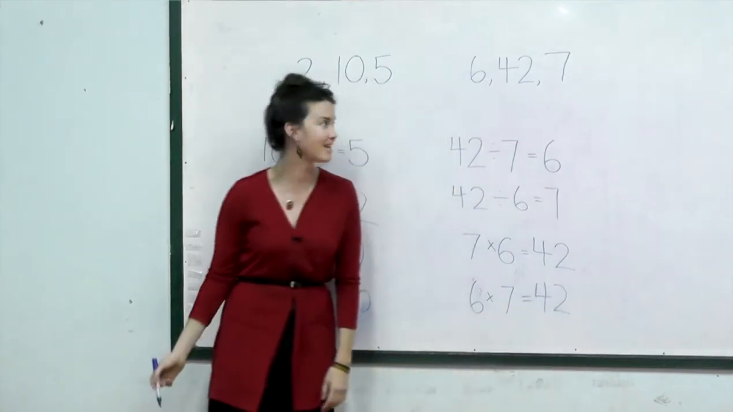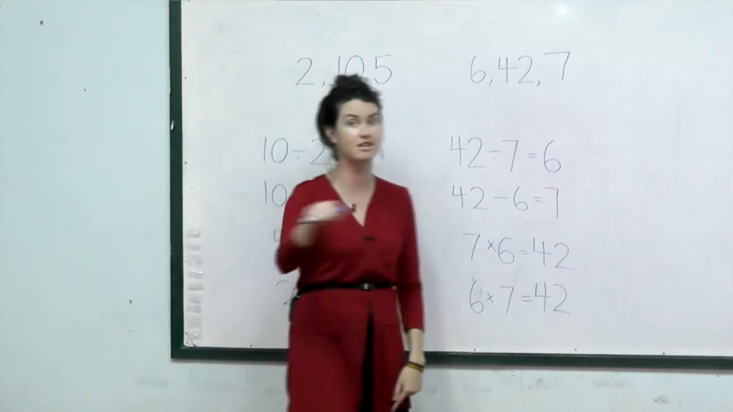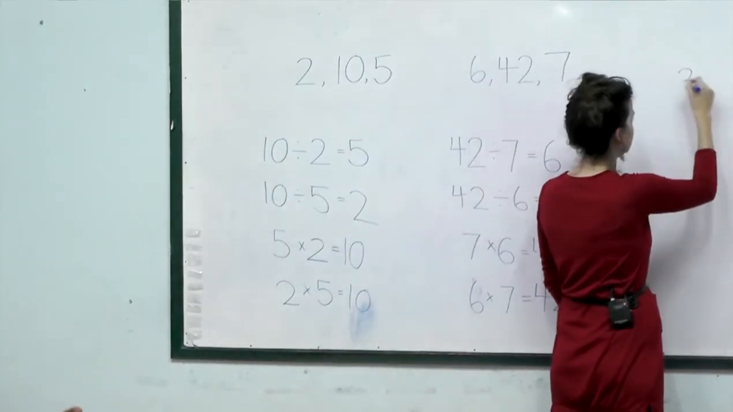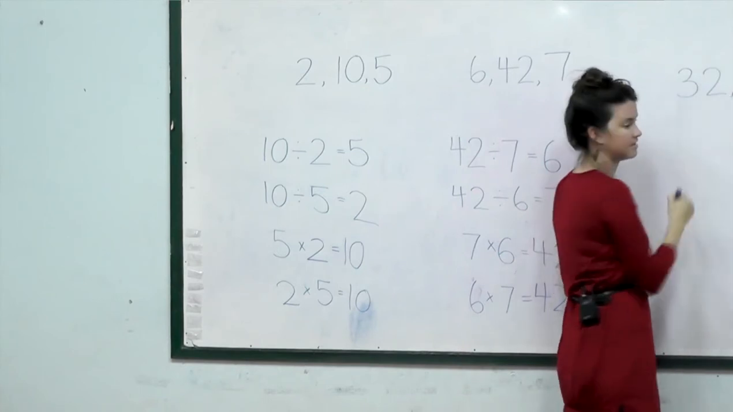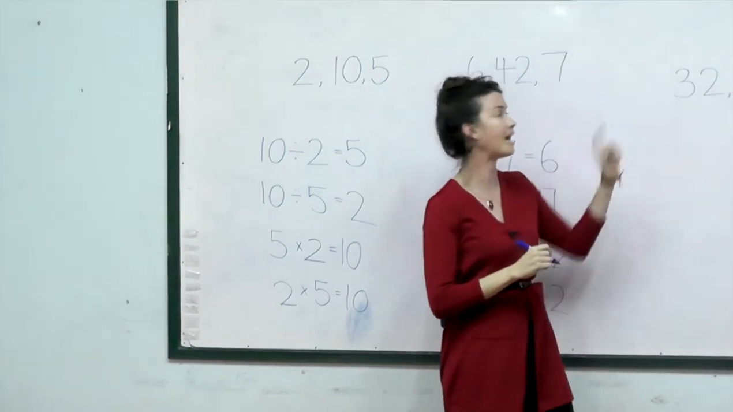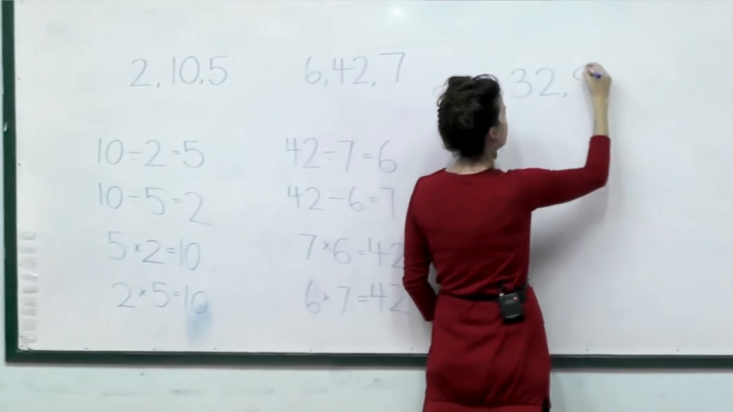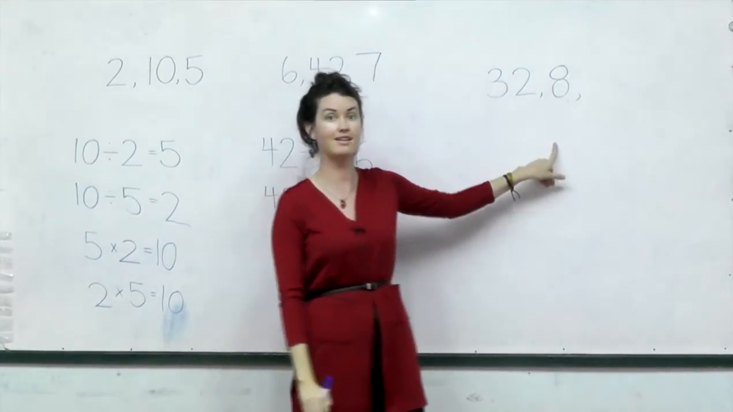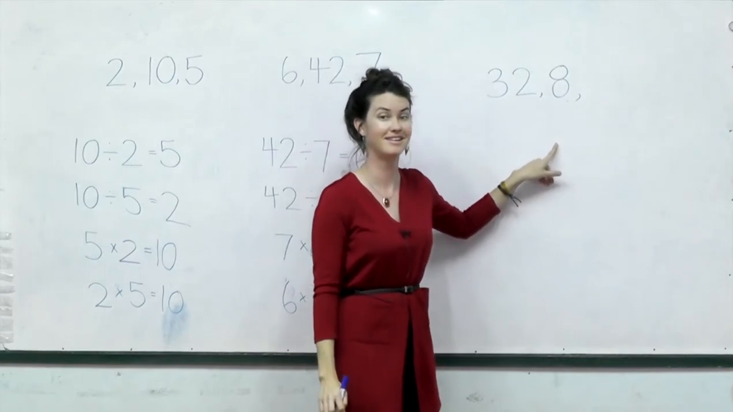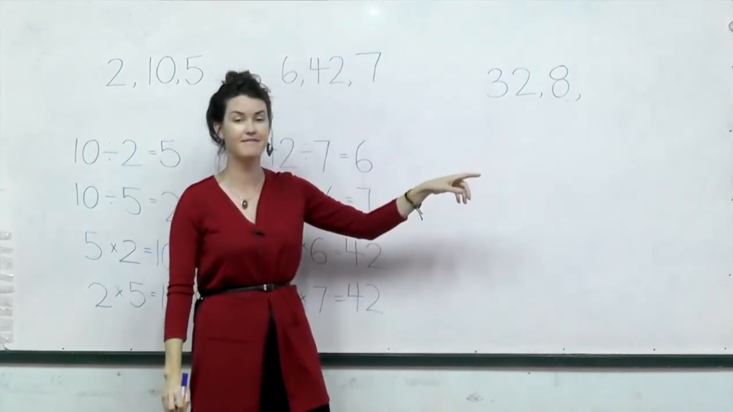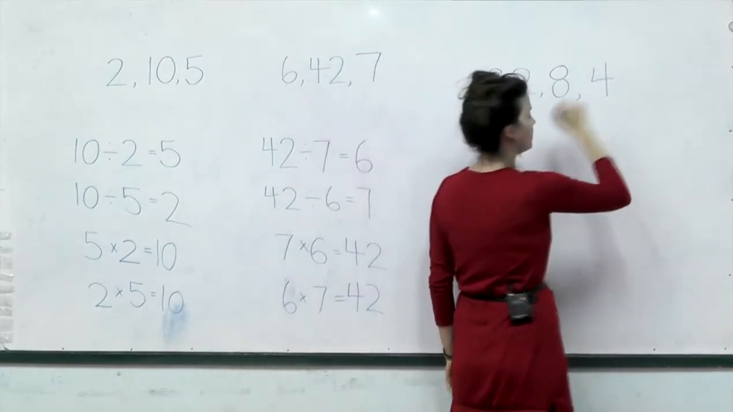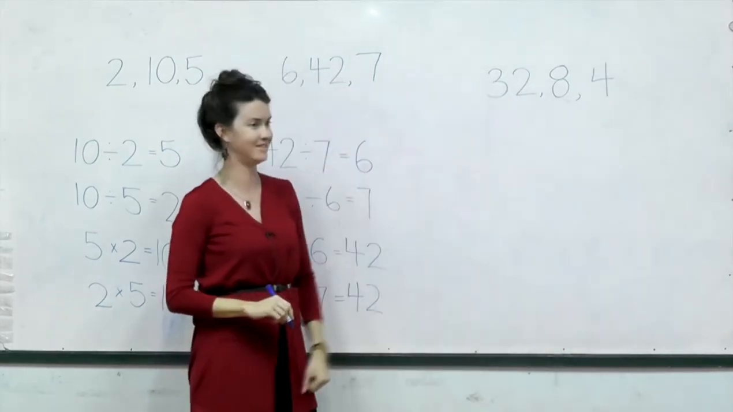Okay, very, very nice. Let's do one more together and then you're gonna get some practice. 32, okay. What's our missing number? 32, 8, and... Not 9. Not 5. 4. Okay.